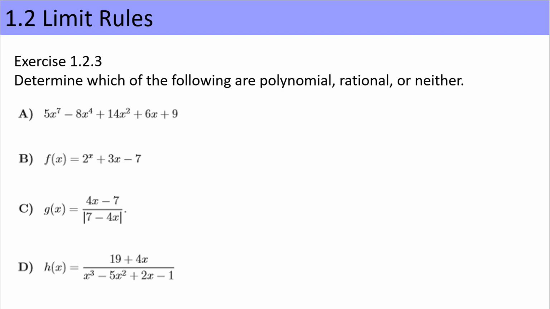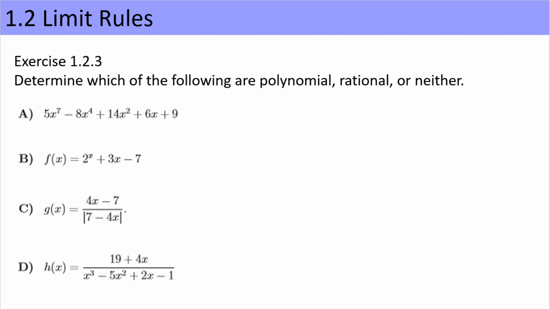Let's observe that 2 to the x is not a polynomial expression. It is an exponential, and therefore B is neither a polynomial nor a rational function. C, g of x equals the quantity 4x minus 7 divided by the absolute value of 7 minus 4x. While this looks like a rational expression, the absolute value notation cannot be used in a polynomial, so part C is also neither.